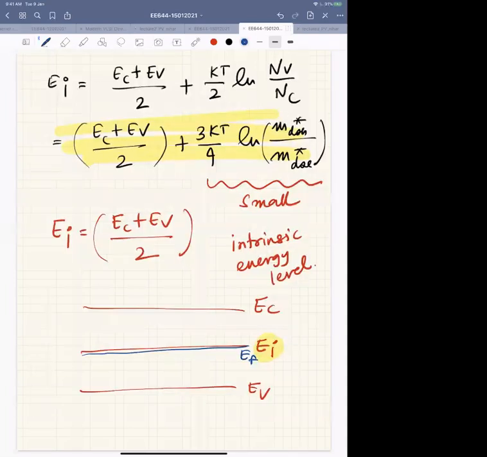And the intrinsic level we also derived here. This is again a fictitious level. So EI is also (EC plus EV) by 2. So for an intrinsic semiconductor, the Fermi level and the intrinsic energy level are both the same energy.